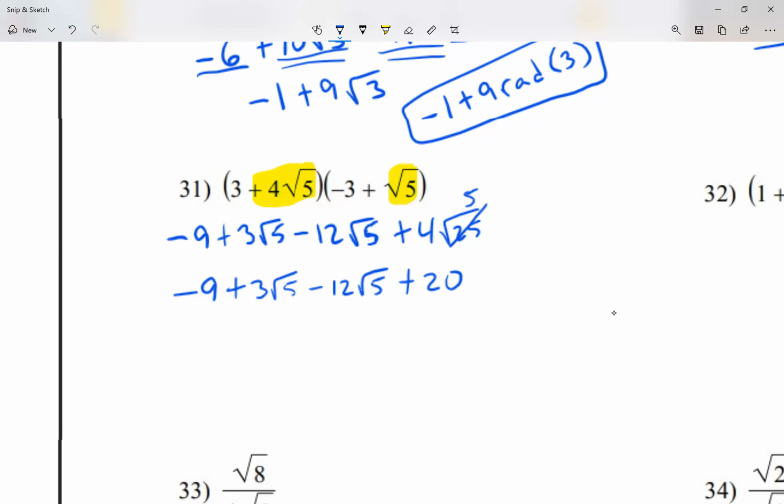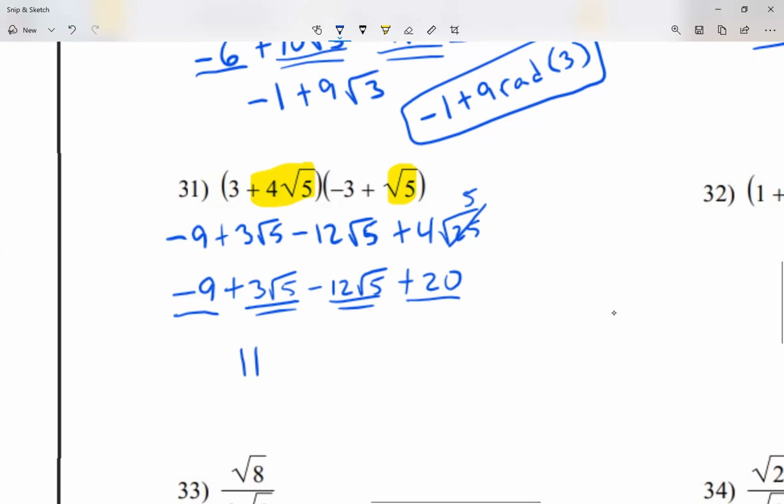To finish this, let me combine those that don't have a radical first. A negative 9 with a positive 20, that's 11. On the radicals, I see these two have the same radical, radical 5. Positive 3 and a negative 12 is negative 9. So let me call that negative 9 radical 5. The way I see it, it's like there was a match. The positive scored 3 points and the negative scored 12 points. So that means a negative 9.